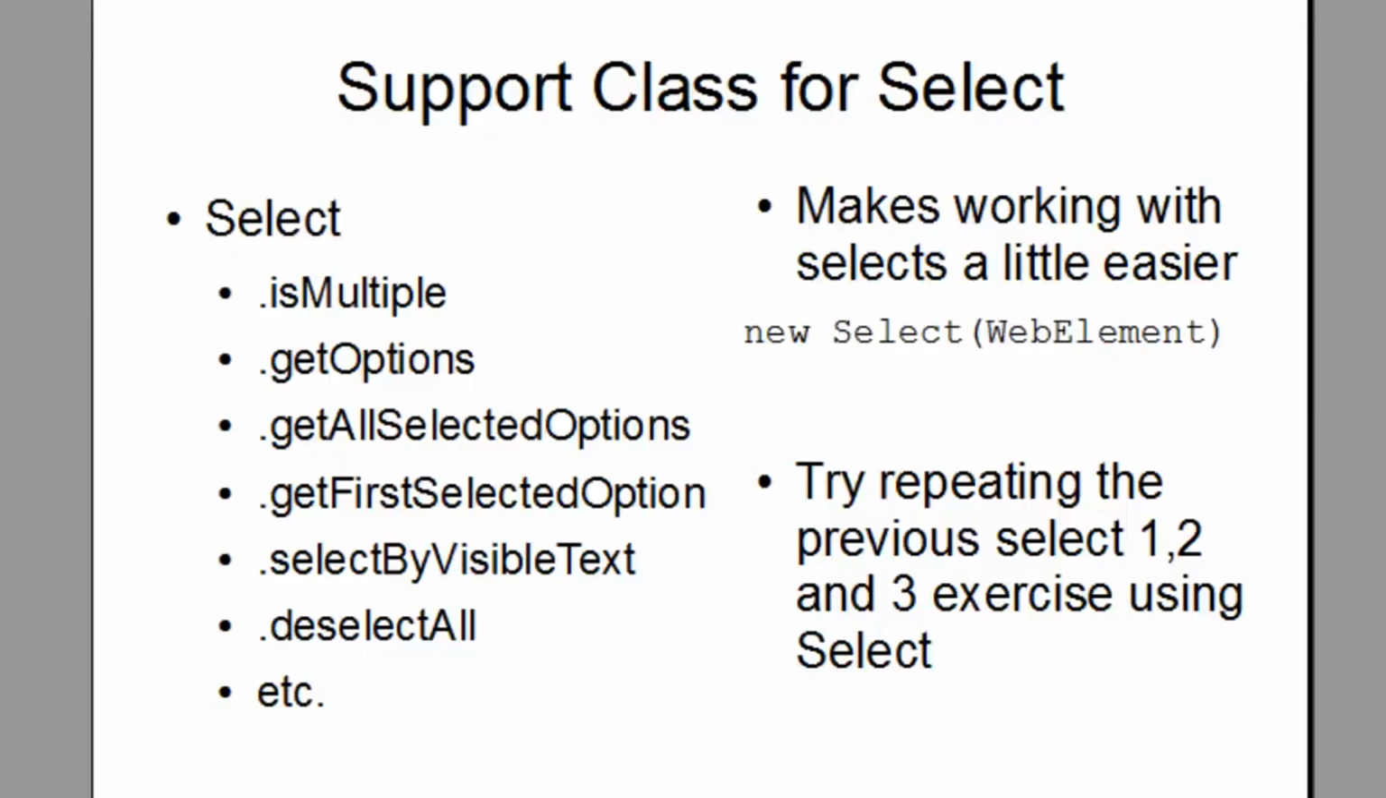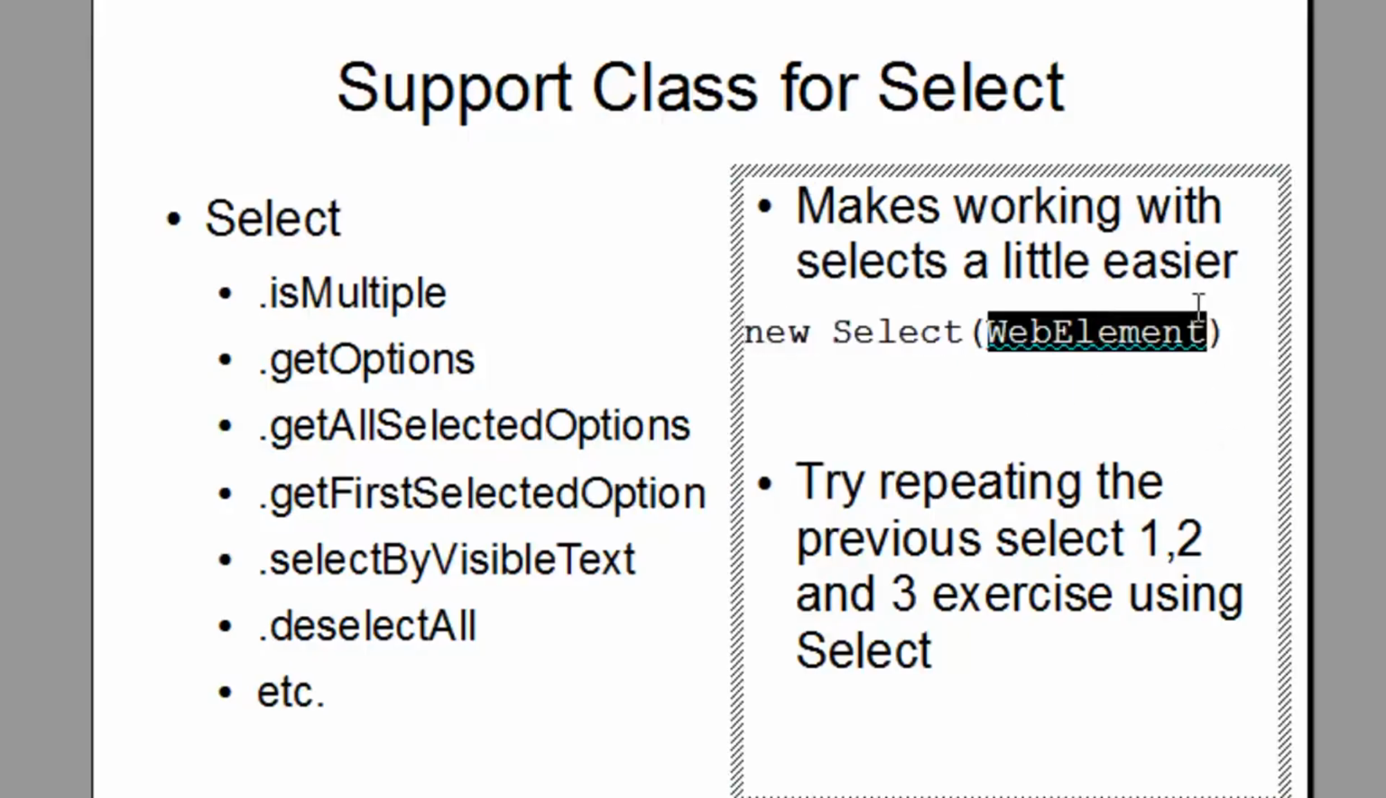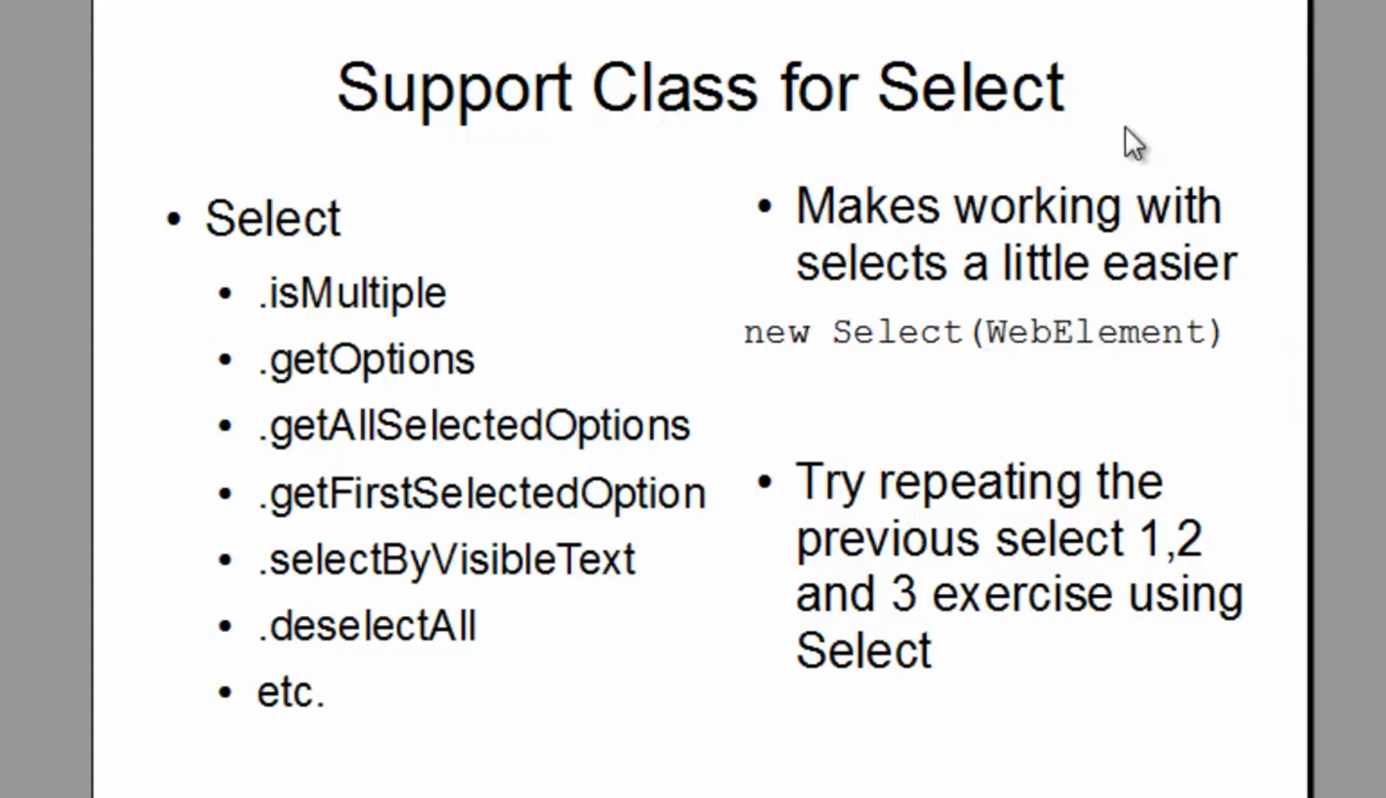Now I'm just going to show you a new class, another support class. This is a select support class. And the way that you use this is you instantiate a new select object, passing in a web element, usually the web element of the select you want to work with. And then you have a new bunch of helper methods to work with. You can say, is this select, is it multiple? Get the options from it.